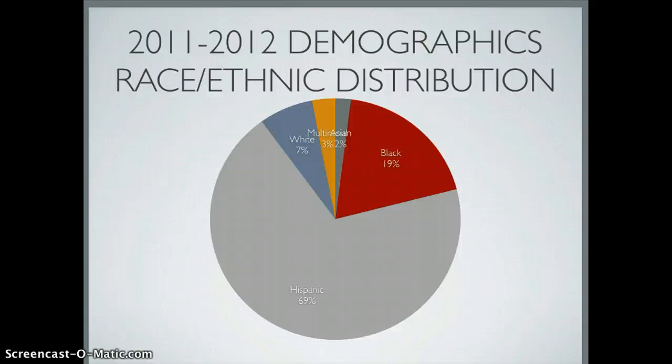Here you can see the pie chart for the race and ethnic distribution. We have a large Hispanic and Black population. We also have multiracial and Asian and some white students as well. So our school is made up of a lot of different nationalities.